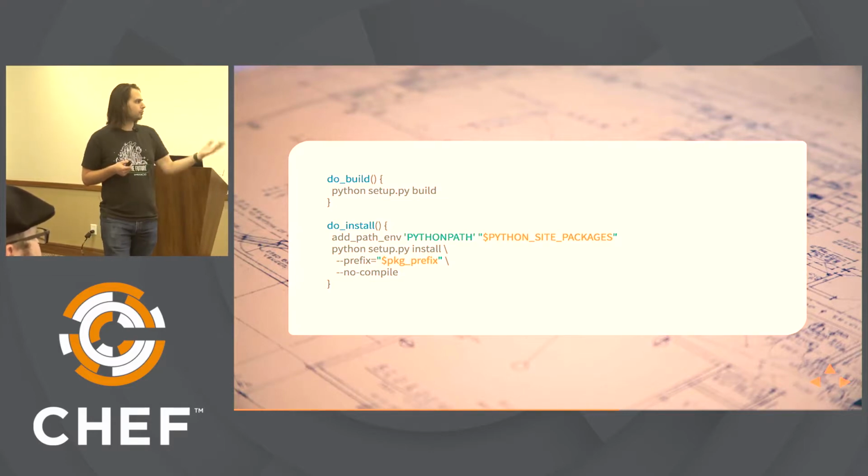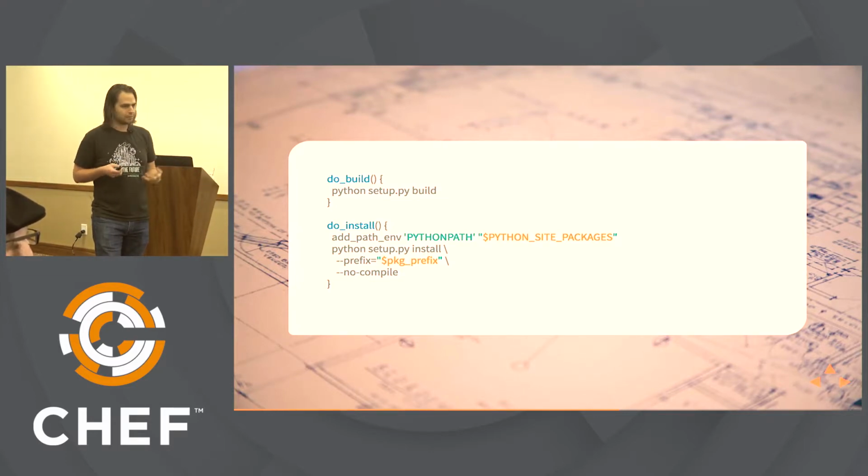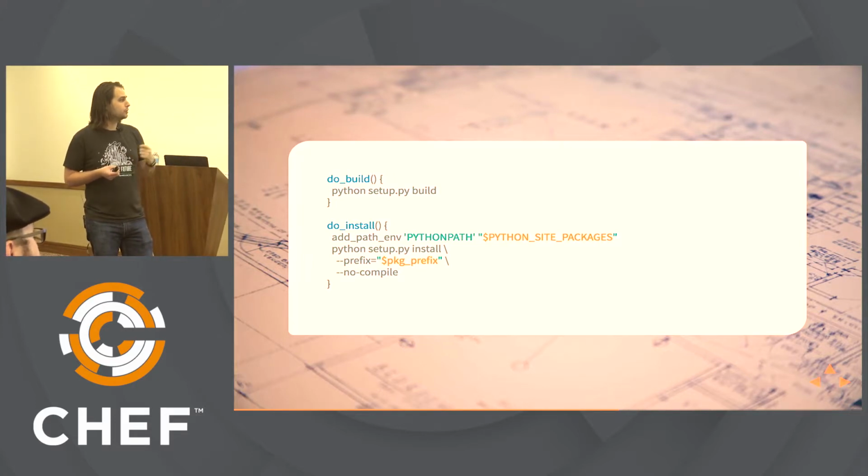So basically, we do our whole python setup.py build. This is a way to easily build the package into the folder without installing it, and that way we can run tests against it, but that's not illustrated here. And then we have the do install, where we attach the Python path to the package, and then we just install it into our package prefix.